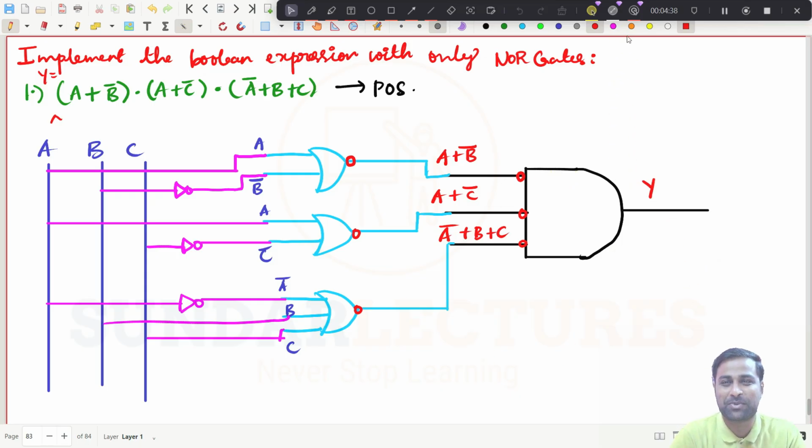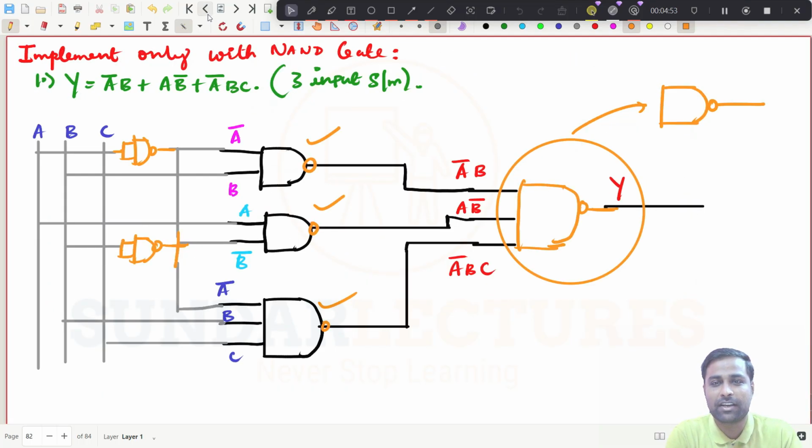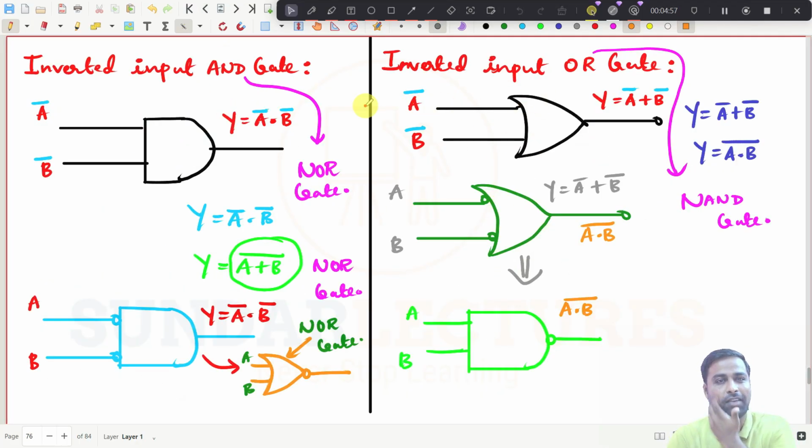What is this one? We know, right? What is this one? This is an inverted input AND gate, which is nothing but we can call it as what? NOR gate. We have seen, right? Inverted input AND gate. See here, inverted input AND gate. What is that? It is an OR gate.